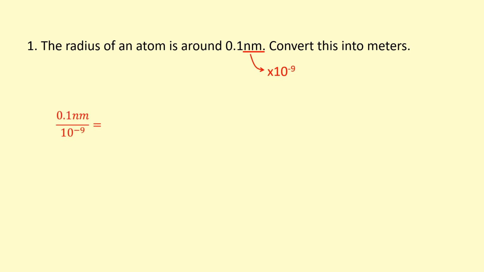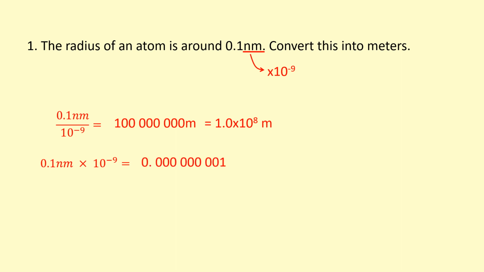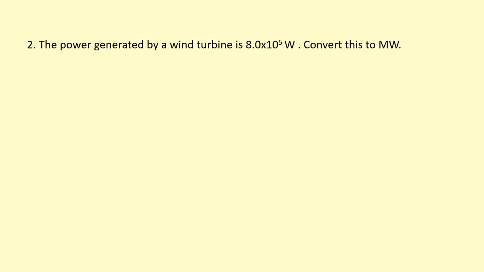So 0.1 nanometers divided by 10 to the power minus 9, and we get 100 million meters. That's clearly absurd. That's really big when nanometers is actually a unit for something very small. So I've converted the wrong way here. That would be 10 to the power of 8 meters, which is not the right answer. So let's instead multiply by 10 to the power of minus 9. Now we get a more reasonable number, which is 1 times 10 to the power of minus 10 meters, which is very small, which is what we expect because an atom is very small.